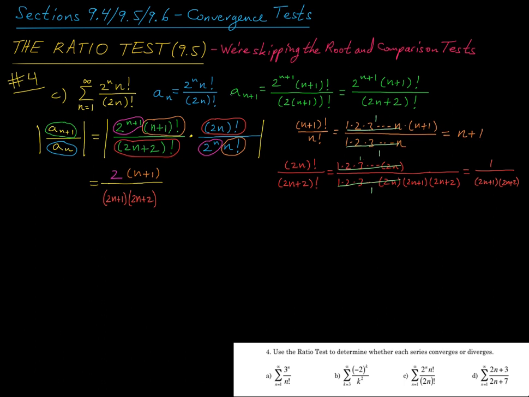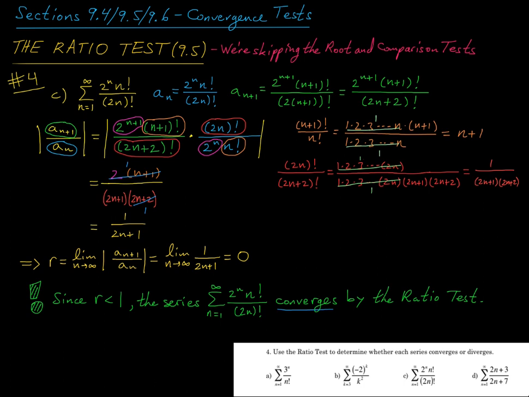Also note that since a sub n is positive for all n, I've dropped the absolute value. All right, great. So now note that 2 times the quantity n plus 1 that you see up here in the numerator, that's really just 2n plus 2, and I have a 2n plus 2 down here, so I can divide those out, and so I see that this ratio in absolute value is equal to 1 over 2n plus 1, and so our value for r in this case is equal to 0. Since r is less than 1, the ratio test then implies that this series converges.